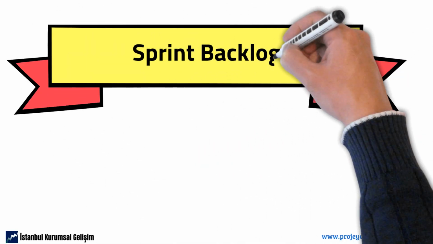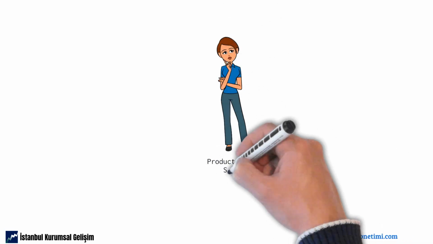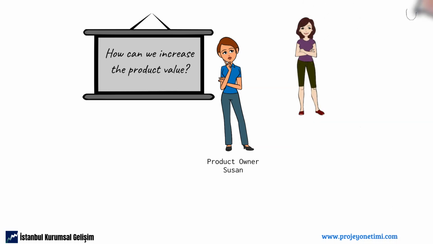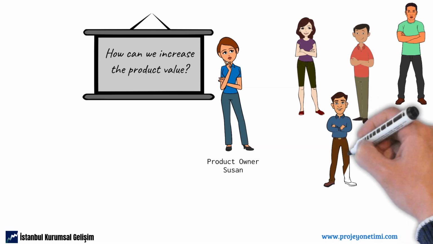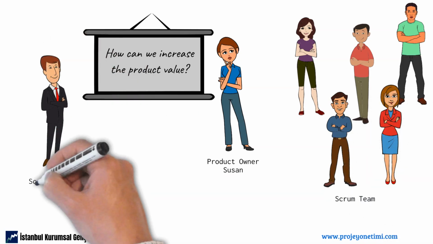Sprint backlog. In every sprint planning meeting, the product owner tells the Scrum team what needs to be done to increase the value of the product, in other words, its value. And the entire Scrum team is focused on setting the goal for the sprint.